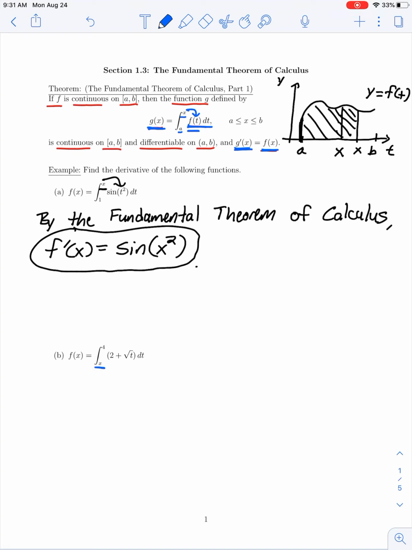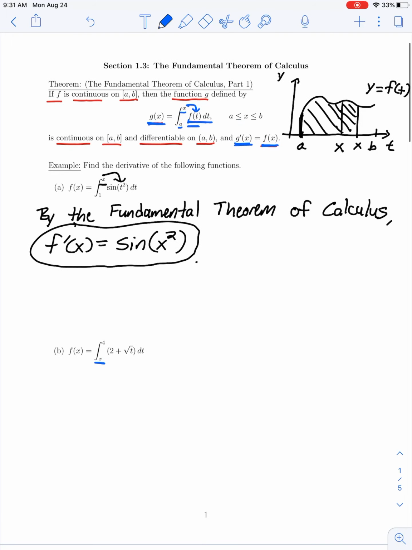Here, x, the variable for our function, is now the lower limit of integration instead of the upper limit of integration. And in the statement of the fundamental theorem of calculus, notice that x, the variable of our function, had to be the upper limit of integration. So the question is, well, how can we reverse the order of our limits of integration?